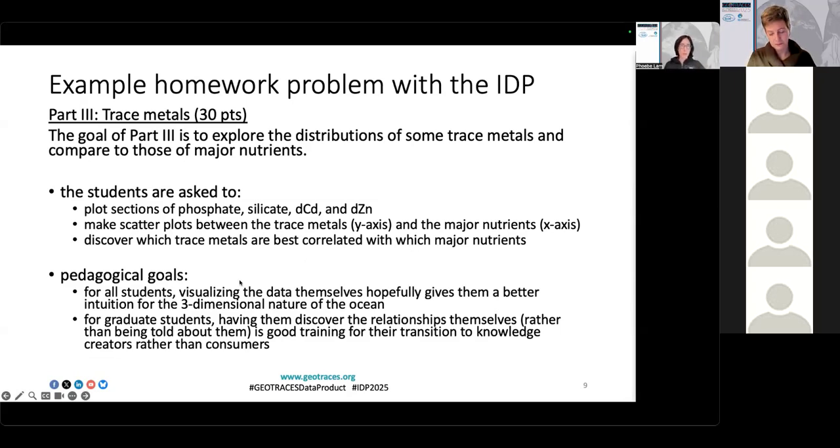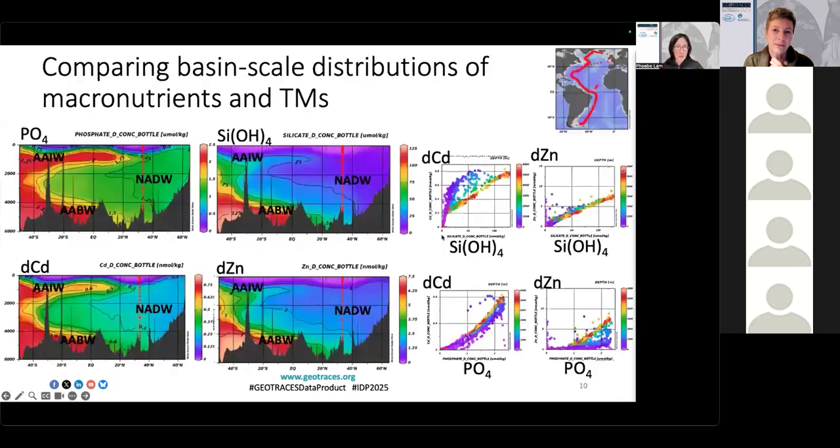And the pedagogical goals for all students, I think, having them interact with the data themselves, hopefully gives them a better intuition for the 3-dimensional nature of the ocean. And then for graduate students, I think it's helpful to have them discover relationships for themselves rather than just being told about them. It's good training for their transition to becoming knowledge creators rather than just the consumers that they were as undergrads. So what I would like them to produce for me are plots like this.